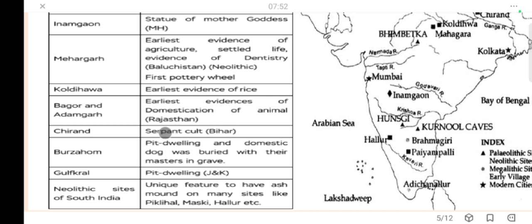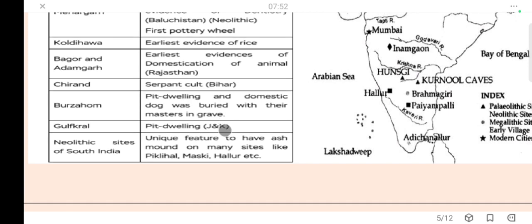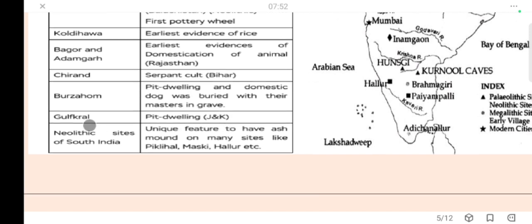At Bagor and Adamgarh, we can find the earliest evidence of domestication of animals. Very important. Chirand, serpent cult. Burzahom, pit dwelling, is important and is given many times in questions. Pit dwelling, and domestic dogs were buried with their masters in graves. Very important. Gufkral, in Jammu and Kashmir, also shows pit dwelling culture.